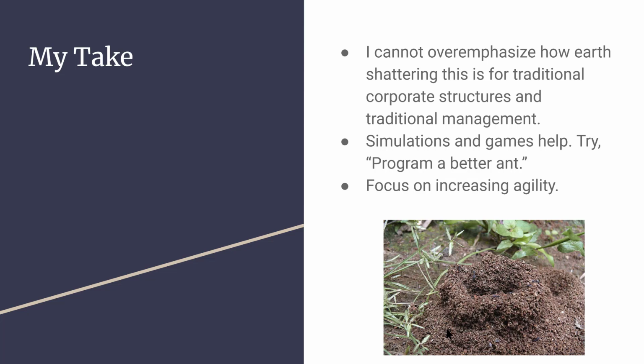So simulations and games help. So one simple game is try and program a better ant. If it were a linear system, it would be very easy to program a better ant. Because it's a nonlinear system, it's much harder. And then focus on increasing agility, the ability to respond to change. If the organization is not predictable, then the most important, most valuable thing that we can do is nurture the ability to sense and respond to change.